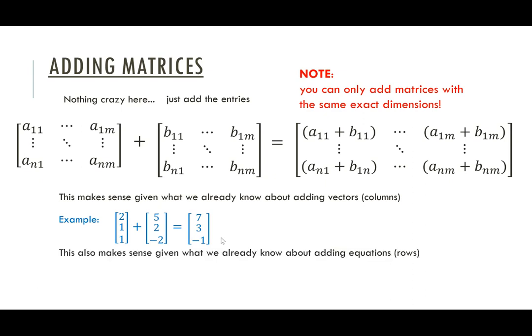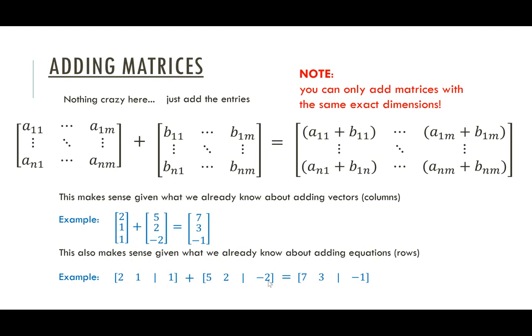This also makes sense given how we add equations. So remember, equations often correspond to a row in a matrix. And so if we're adding two equations, say we're adding the equation 2x plus y equals 1 and 5x plus 2y equals negative 2, then when we're adding those two equations together, we would group like terms and we would say, okay, well, the new equation that we get is 2x plus 5x, we'd say it's 7x plus 3y equals minus 1. And so that's exactly corresponding to how we add row vectors or row matrices.